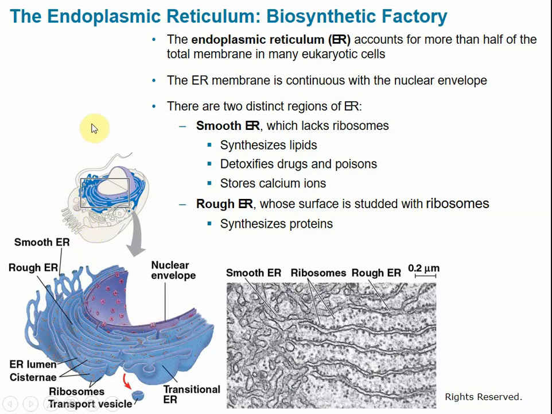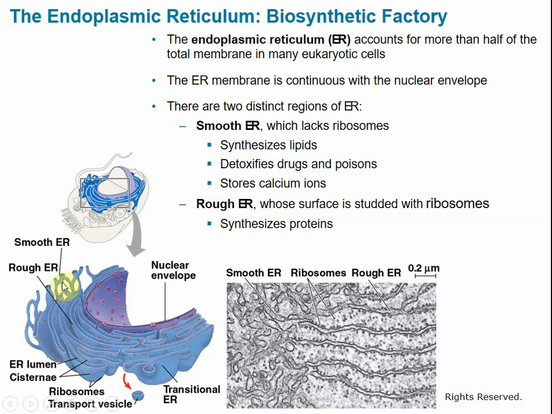The endoplasmic reticulum accounts for more than half of the total membrane area in many eukaryotic cells. It's going to be continuous with that nuclear envelope, again, because those ribosomes are going to start translating that mRNA as soon as it leaves through the nuclear pores. There are two distinct regions of the endoplasmic reticulum. The smooth ER is called smooth because it doesn't have ribosomes, so it doesn't have that rough, studded appearance.